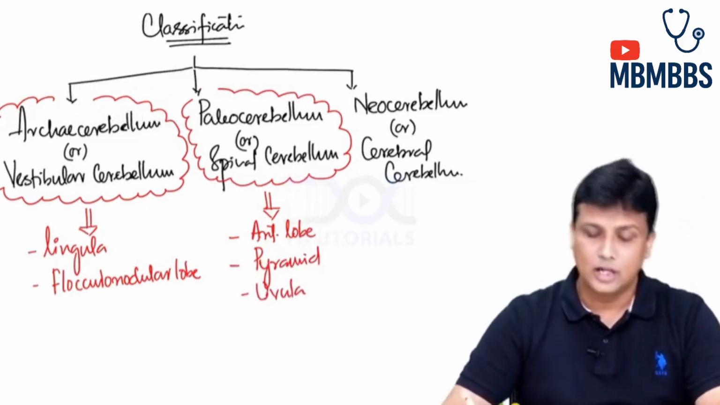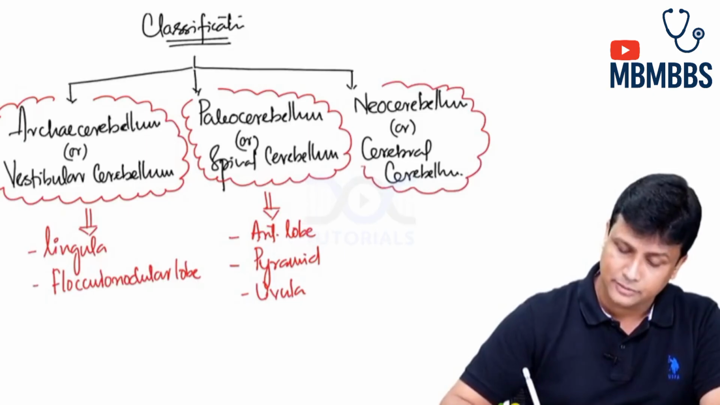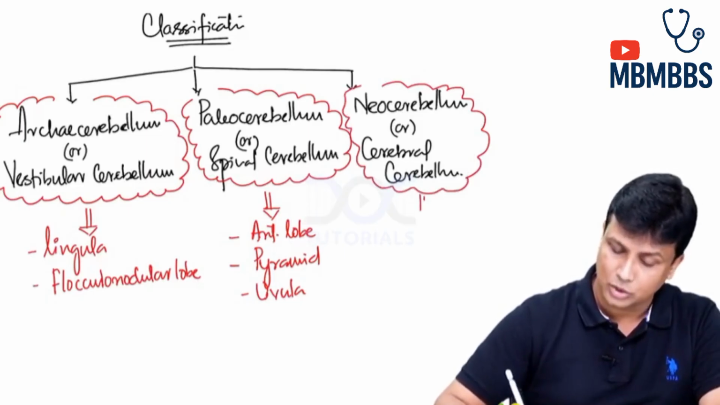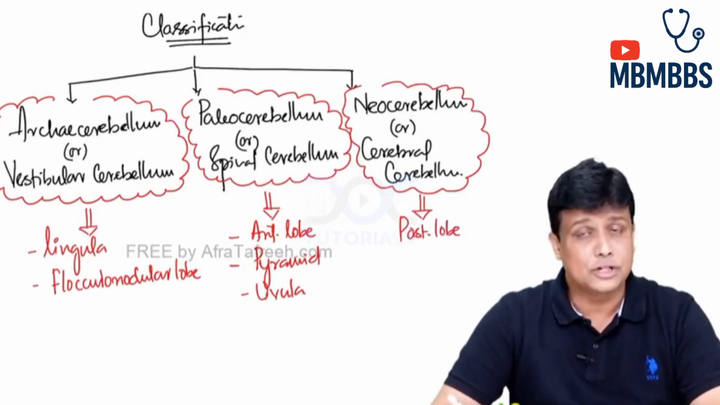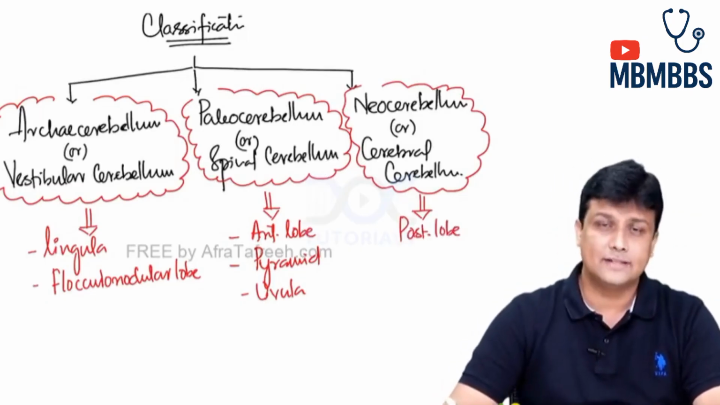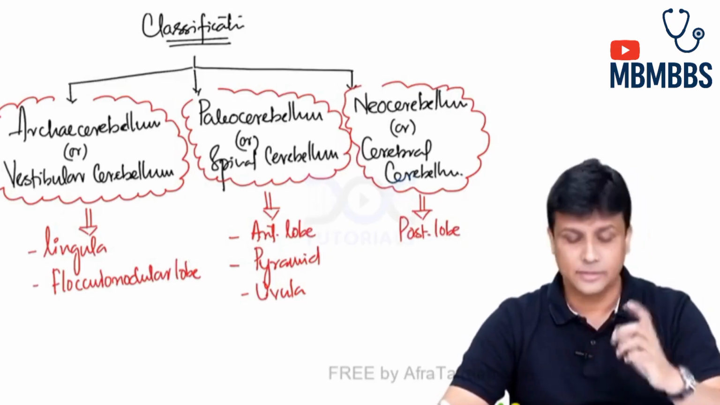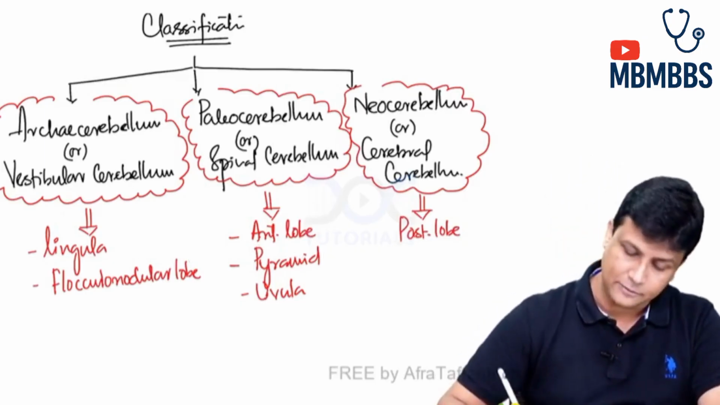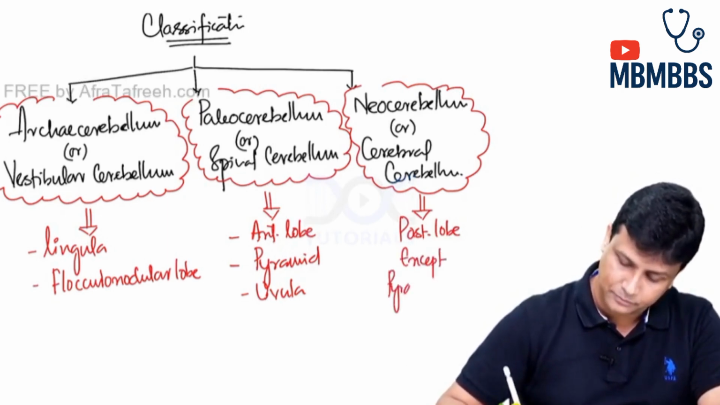Paleocerebellum. And now the advanced one, that is your neocerebellum. The neocerebellum is the one which is going to include the big posterior lobe, but except what? Except the pyramid and the uvula. Why? Because it is already included in which category, guys? That is nothing but the paleocerebellum category. So it is going to include the posterior lobe except the pyramid and uvula.